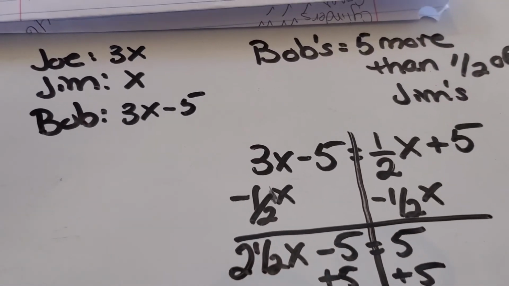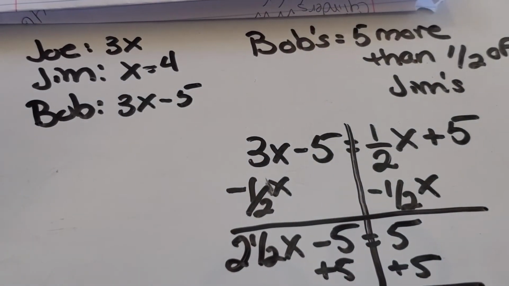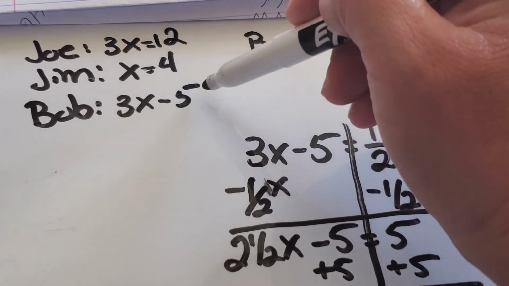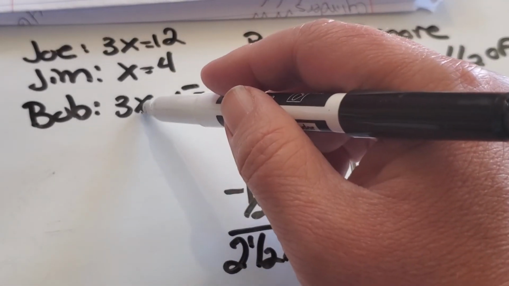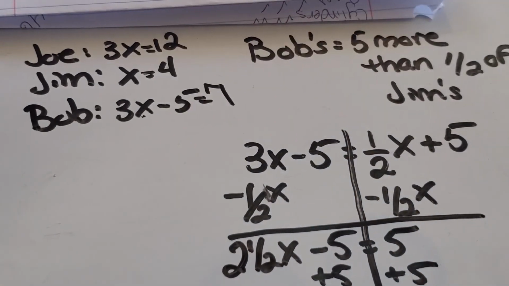Well, Jim was X, so he must have 4 cookies. Joe is 3 times X, so 3 times 4 is 12. And Bob is 3 times 4 minus 5, so that's going to be 7.